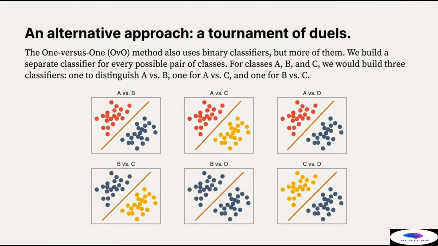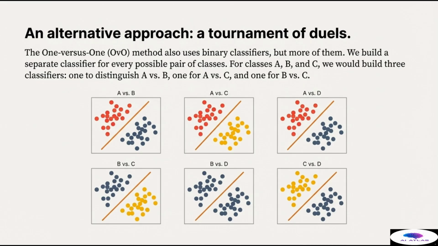While one versus rest is highly efficient, there is an alternative approach for multi-class problems known as one versus one, or OvO. This method also utilizes binary classifiers, but it builds significantly more of them, resulting in a tournament of duels approach. Instead of comparing one class against all others, OvO builds a separate, specialized classifier for every possible pair of classes.